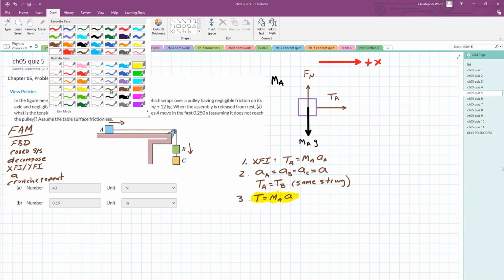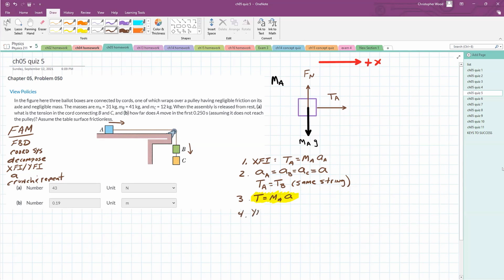Let's just keep going. Let's do a y force inventory. The y force inventory for block A, this is going to be really easy. I should have said the sum of all x forces equals that. The sum of all y forces, well, I have F_N going up, I've got the weight pulling me down. It equals m_A times a. And say something about acceleration. a equals 0. There's no plus or minus y motion.